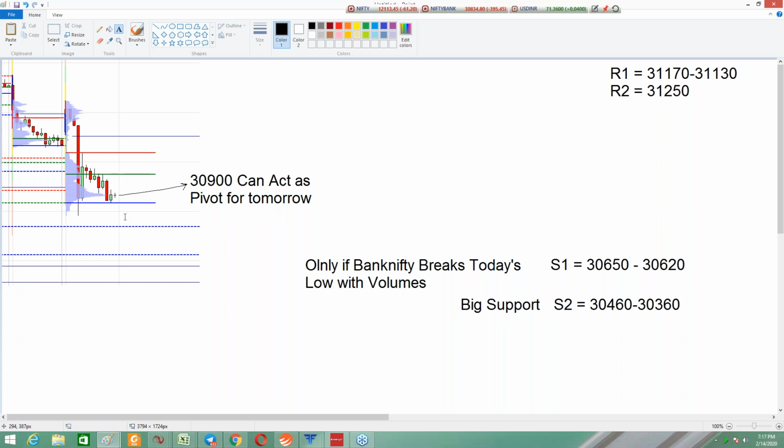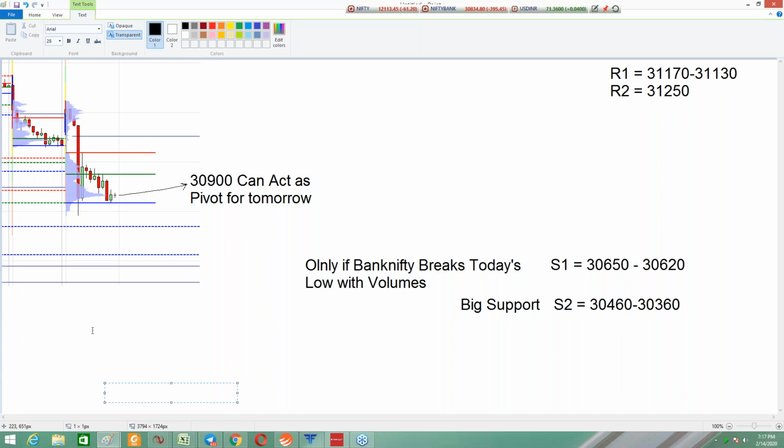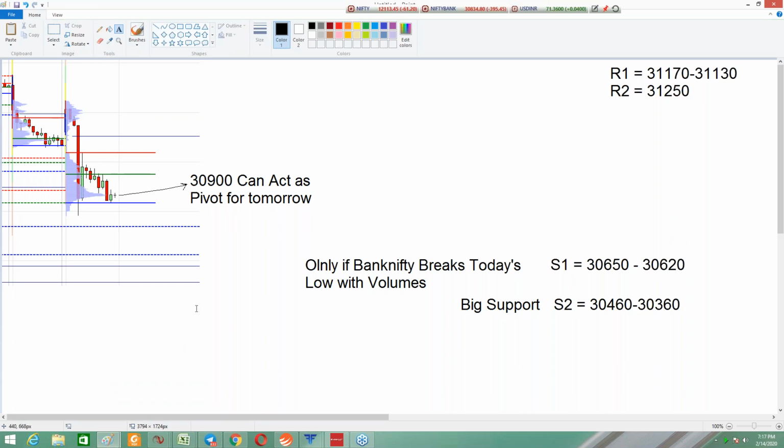If there is a gap down opening, and Bank Nifty is moving up and taking resistance from 3,900, and then moving down, you're good to short. The first target that you can keep will be 3650 to 620, and second support, if that is also getting broken with volume, then 3460 to 360. That is also what you can target in the coming days, right? But this is a very big support that should also be taken care of.